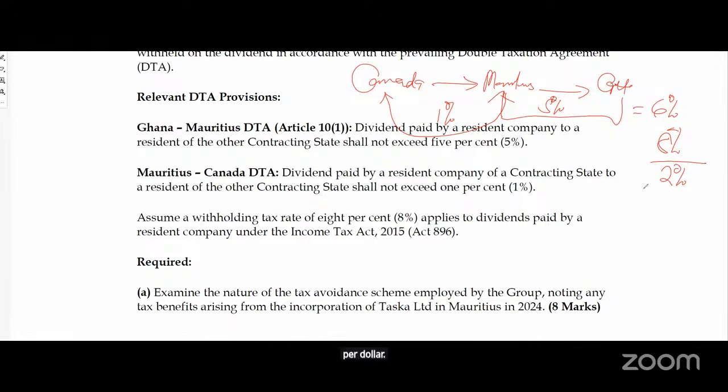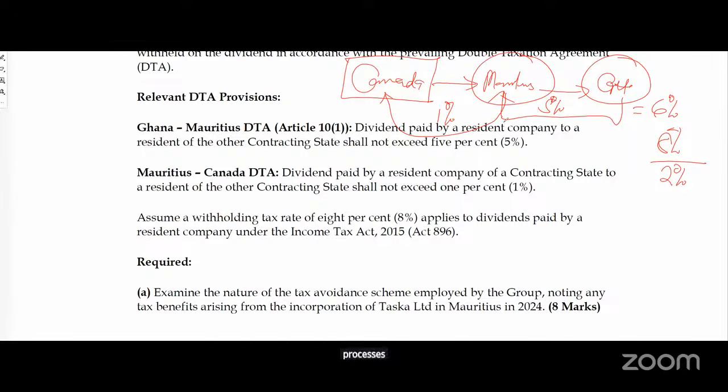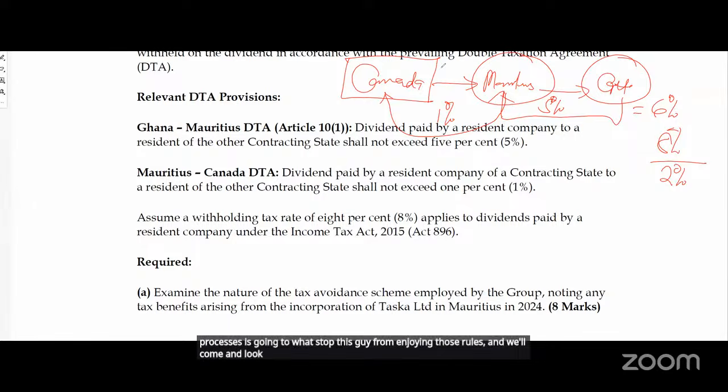Do you get the idea? So you see what he has done. But in actual sense, since Canada is not a beneficiary, Canada is not what? A resident in either of these states in the Ghana Mauritius DTA, I get it. The commissioner, per some processes, is going to what? Stop this guy from enjoying those rules. And we'll come and look at those rules for you to understand it well.